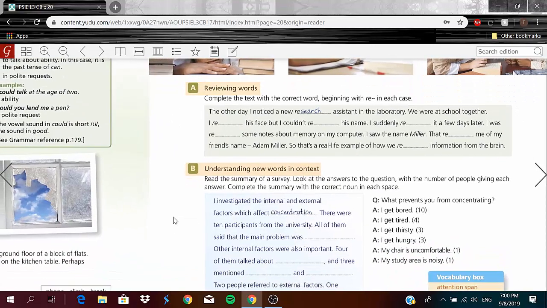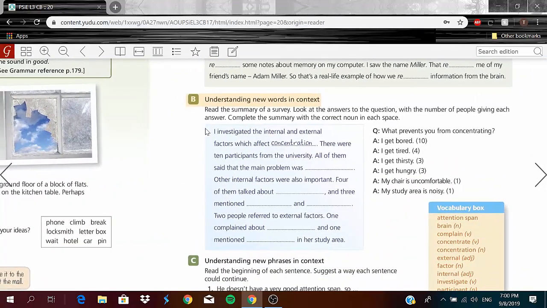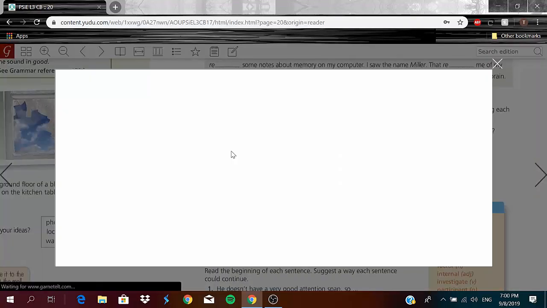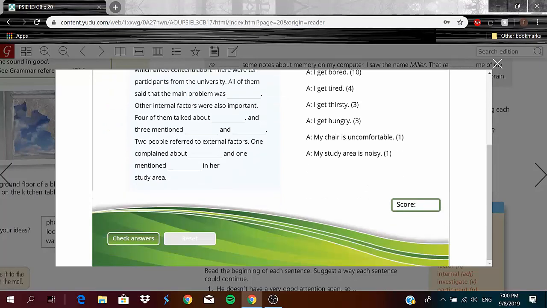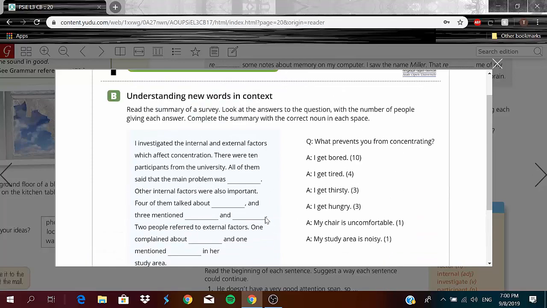Here we have understanding new words in context. So read the summary of a survey. Let's check this together. Look at the answers to the questions with the number of people giving each answer. Complete the summary with the correct noun in each space. Okay, so a little bit of background. This is basically a survey about internal and external factors that affect concentration, right?